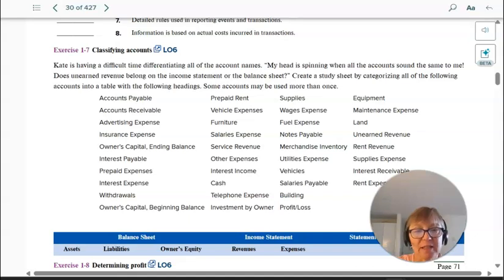We're due to receive some money in the future. Advertising expense is an expense and of course goes under expenses on our income statement. Insurance expense, it's the same thing. Insurance expense is an expense, so it goes on our income statement.